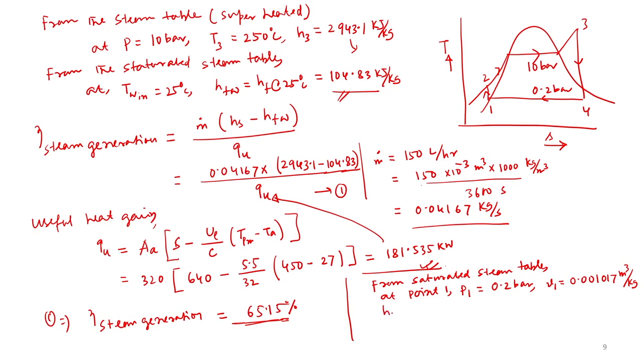And also H1f is equal to 251.42 kilojoule per kg, right. And also at point 2, P1 is 10 bar, so 10 bar, and entropy here and here are the same, S2 is equal to S1. Okay. So, we can find out what is the pump work.